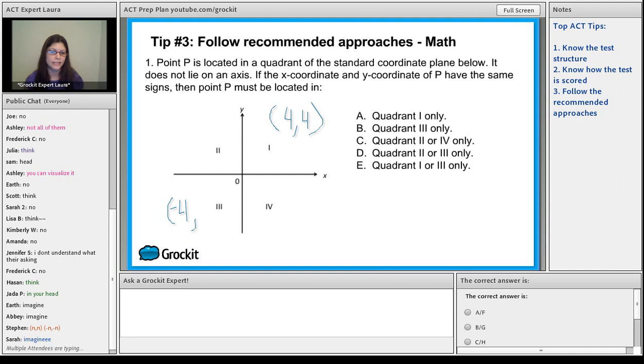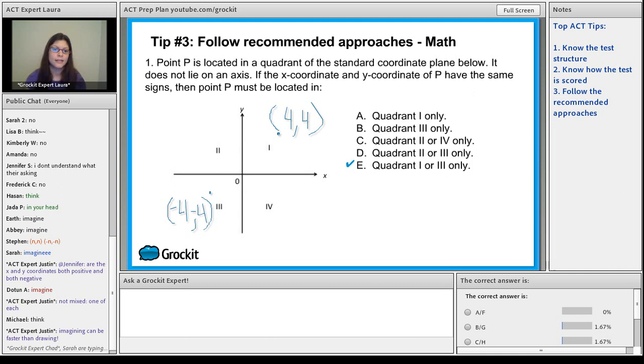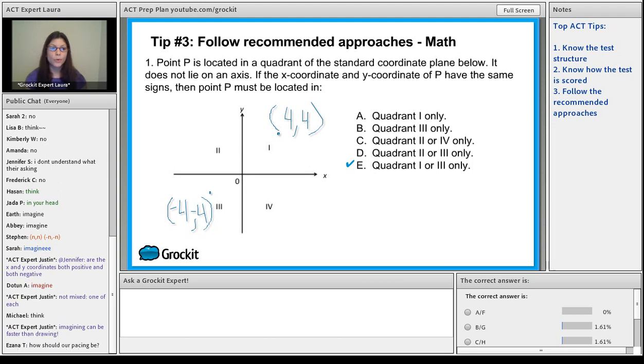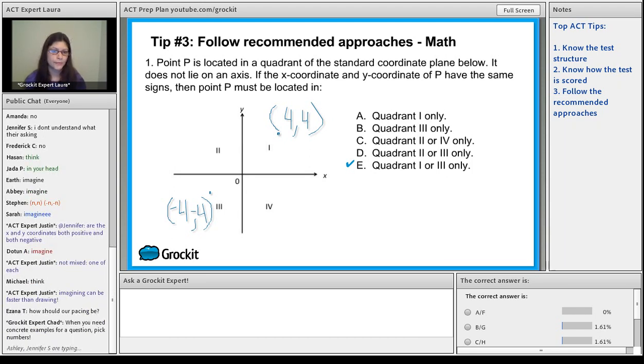So the correct answer is answer choice E, quadrants 1 and 3 only. The other ones would have mixed signs. So it'd be 4, -4, and -4, +4. So this is an example. What we're trying to demonstrate here is picking numbers.